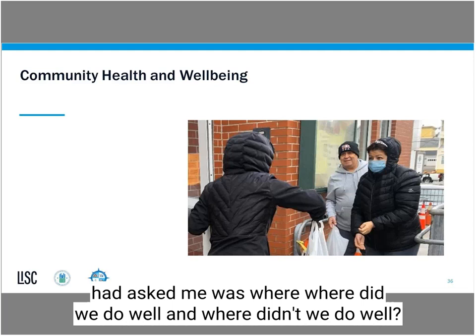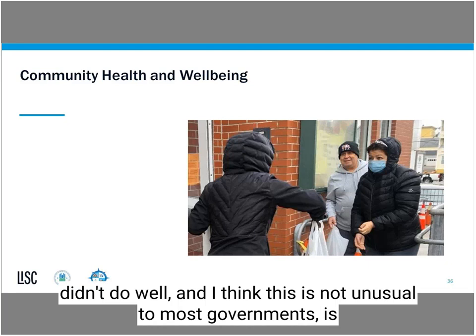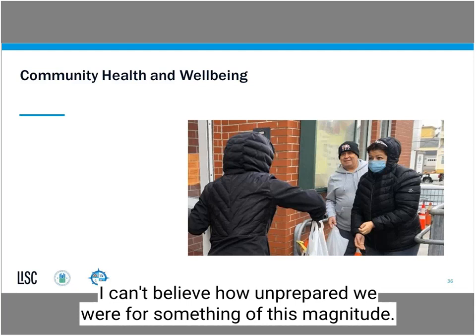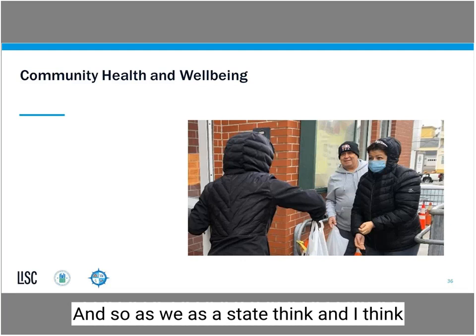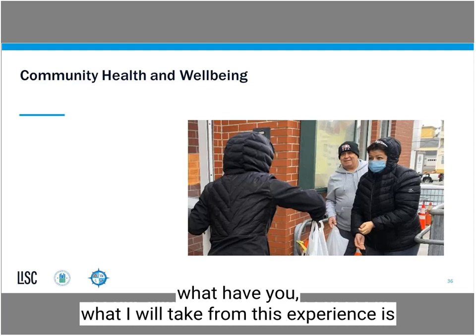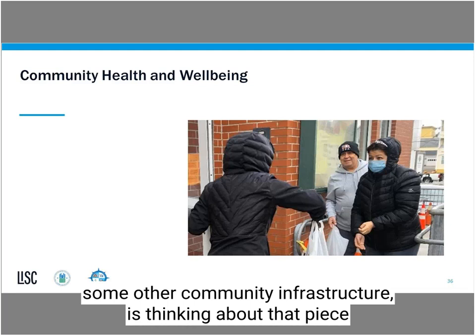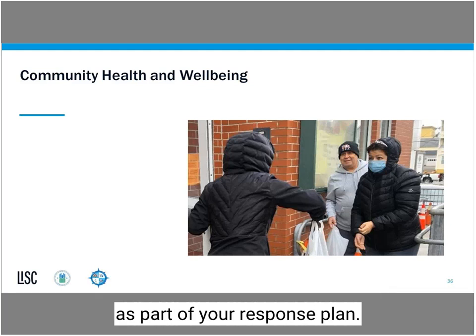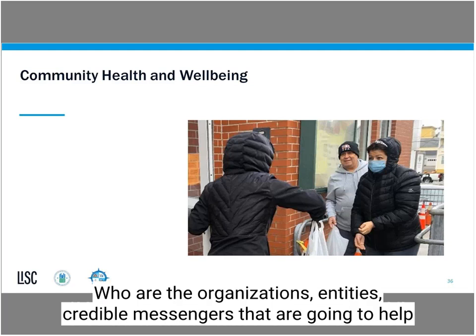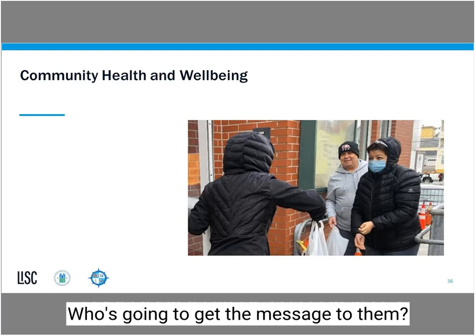Cindy, in preparing, one question you had asked me was where did we do well and where didn't we do well? And I think my answer to where we didn't do well, and I think this is not unusual to most governments, is I can't believe how unprepared we were for something of this magnitude, and so we've scrambled a lot. And so as we as a state think, and as other municipalities think, about preparation for disasters or pandemics or what have you, what I will take from this experience is the structure of whether it's a health equity zone or, as Shay said, some other community infrastructure, is thinking about that piece as part of your response plan. Who are the organizations, entities, credible messengers that are going to help communities who aren't reached by mainstream, typical disaster response? Who's going to get the message to them?